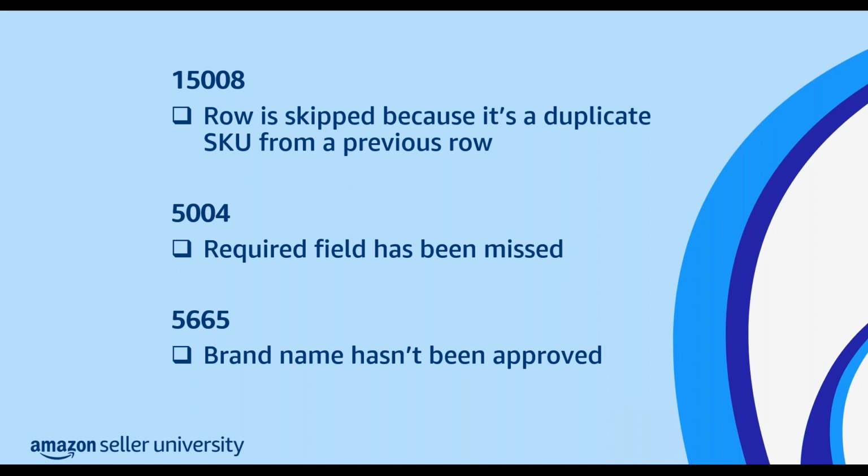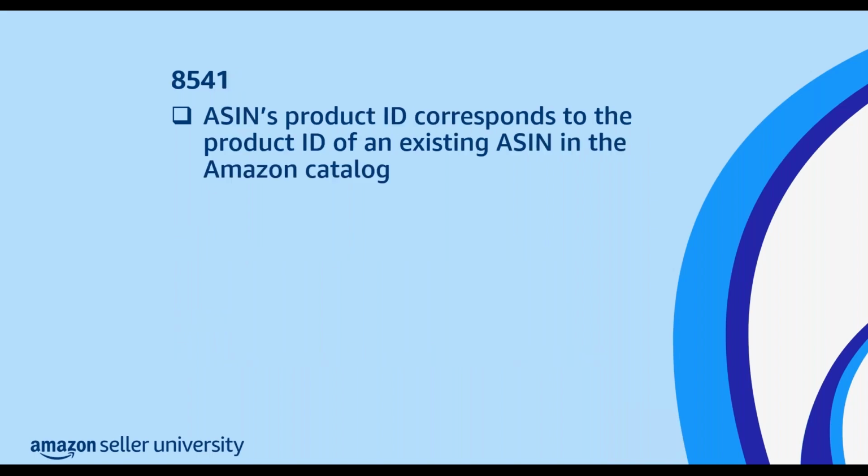Error 5665 means the brand name you're trying to use hasn't been approved. You'll need to get approval to use this brand name prior to loading the product again. Error code 8541 occurs when an ASIN's product ID corresponds with the product ID of an existing ASIN already in the Amazon catalog. So when this happens, some of the information you're submitting basically contradicts the product information like title, brand, color, or size that already exists for a particular product.